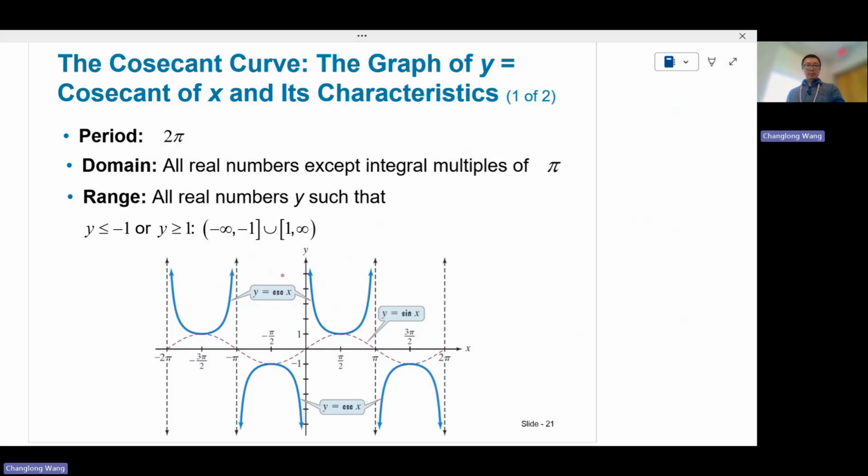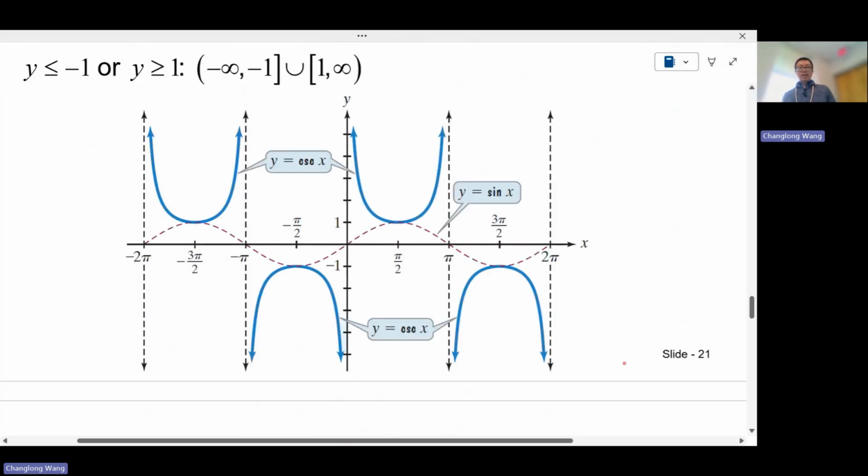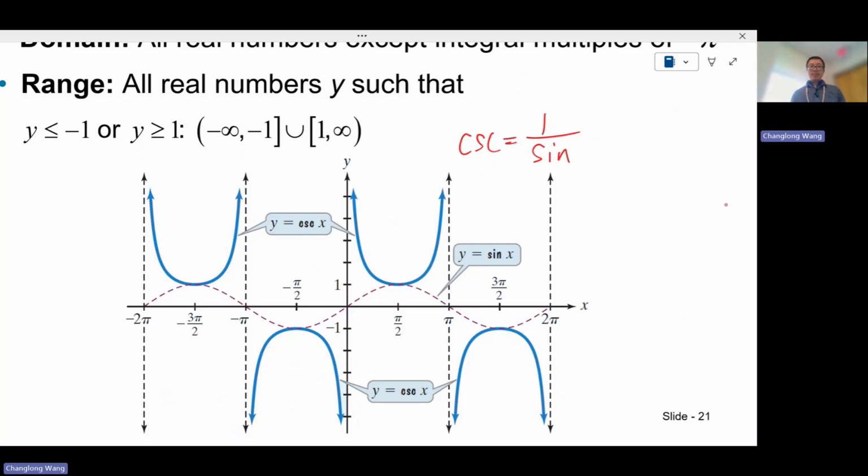So why don't I remind you how the cosecant and sine are related. Do you see that they actually plot the graph of the sine, right, with the wavy dashed line? So again, let me remind you, cosecant is nothing but 1 over sine. Okay. And now let me point at one of the maxima of the sine function. So at pi over 2, sine reaches the maximum at 1.